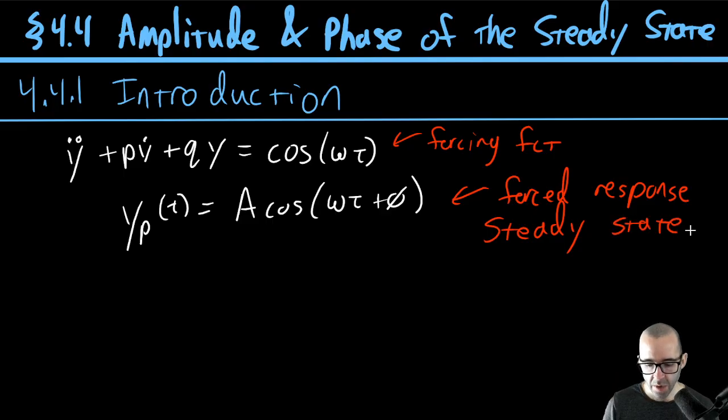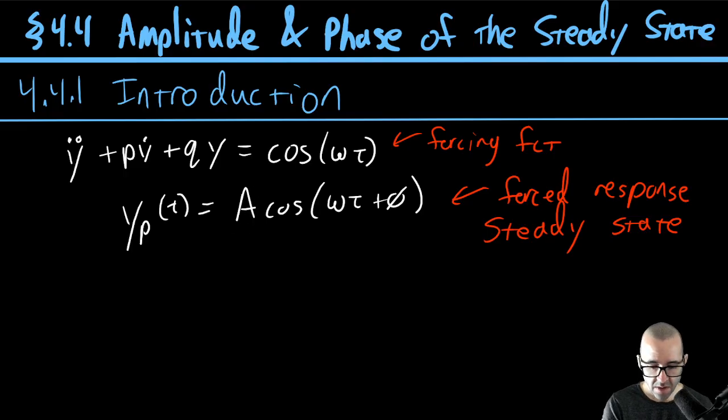Okay, so they will always have the same frequency. The forcing frequency is going to be the same as the frequency of the forced response. But notice that long-term behavior, that steady state behavior, is going to have a different amplitude. Here, we're just looking at an amplitude of 1. We'll talk about other amplitudes later in this section. But here, this is going to have some other amplitude.